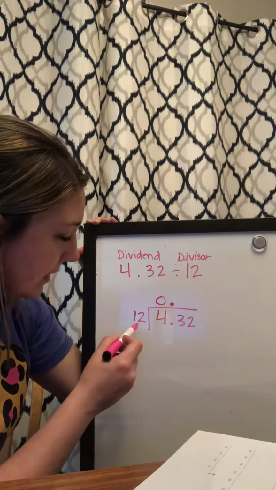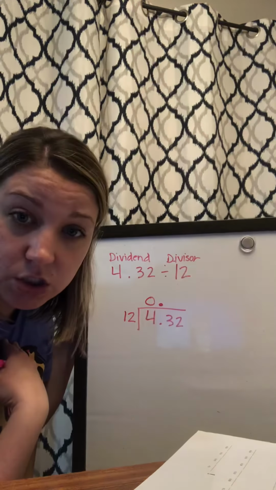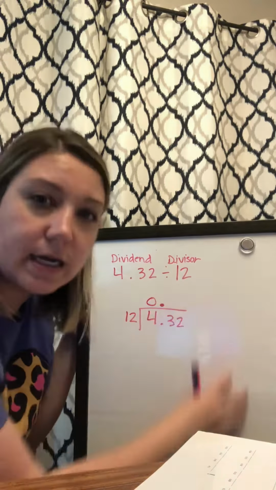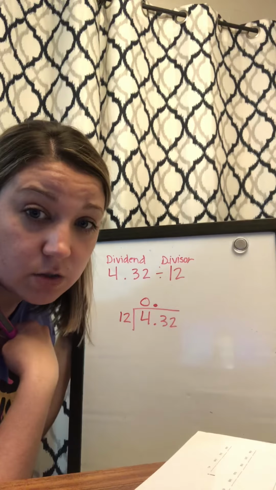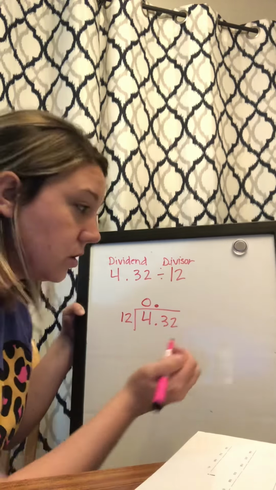So now we're going to see how many times 12 can go into 43. What I like to do, just so that I'm not trying to keep doing my math facts in my head, is write some along the side just so that it's easy for me to see. That's just how I like to do it. If that doesn't work for you, then don't do that.